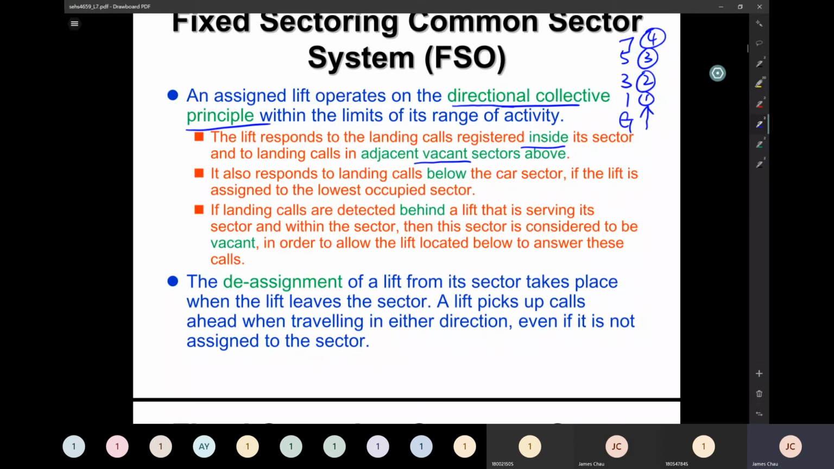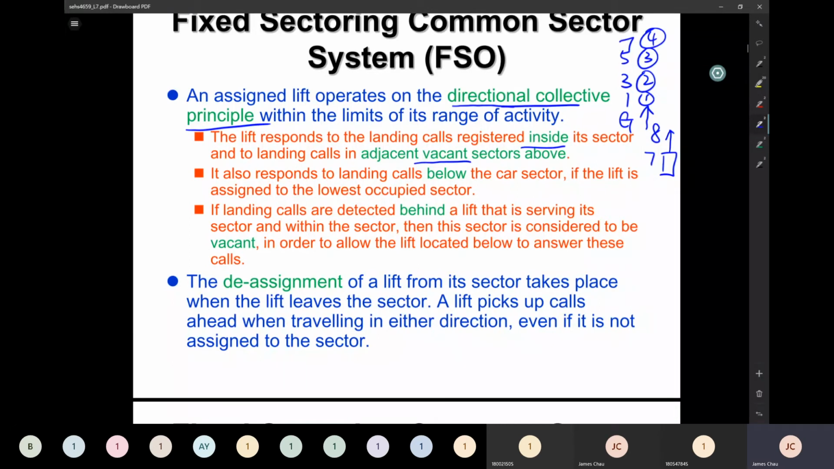Okay, for example, if the boundary is up to 4, 7, and we find the H4 has a call, this leaf will also serve the H4 because the upper setter does not contain any leaf. Okay. Now this is the first rule.